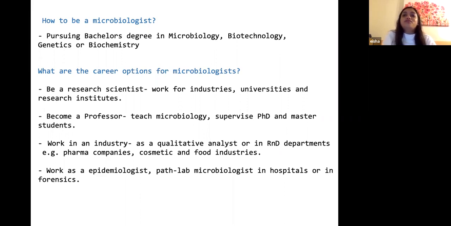At the end, you can also work in forensics. You can work as a path lab microbiologist, studying the blood samples of patients. At the same time, you can work as an epidemiologist. An epidemiologist is a consultant who studies how epidemics are caused, like how the H1N1 virus that causes bird flu spreads from a particular location to other parts. And these are the studies that an epidemiologist does and gives a report to, say, a hospital or the World Health Organization. So this is what an epidemiologist does. They study how diseases spread and become epidemics.